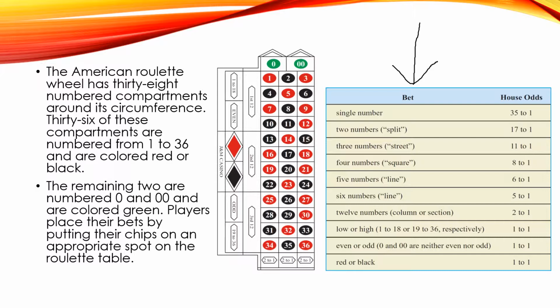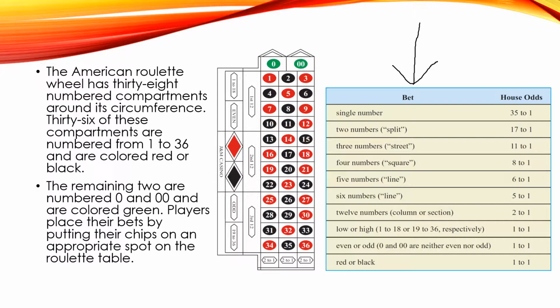Alright, so if you bet on a single number, you would just place your little chip onto the number that you're betting on. So for example, if you were betting on the number 5, you would just put your chip right on top of the number 5 here. We'll cover it up with that chip. Alright, if you're betting on 2 numbers, that's called a split. You would put your chip on the line in between those 2 numbers.